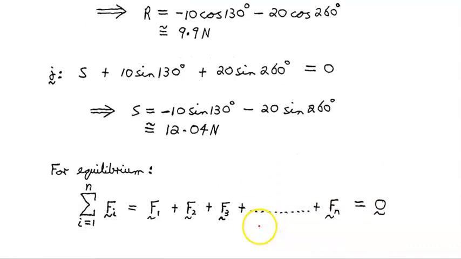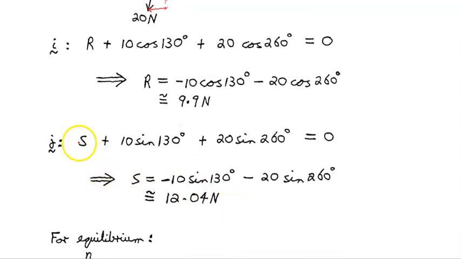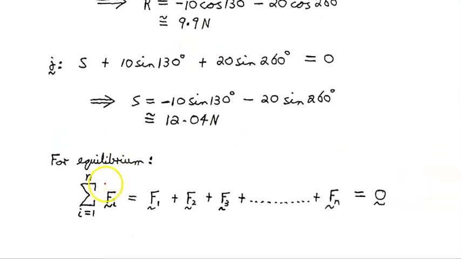Finally, in equilibrium, we can write the statement: the sum from i equals 1 to n of Fi. Each i represents F1, F2, F3, F4, up to Fn, all the forces acting in the problem. The sum of all those forces must be 0 for equilibrium. When we add up all these things, we've solved for S to ensure that this statement is equal to 0, and we've solved for R to make sure that R plus all of this adds to 0. So what were the values of R and S that made the net force on this system sum to 0? We found R to be approximately 9.9 newtons and S approximately 12.04 newtons. That is the system in equilibrium. Everything must sum to 0.